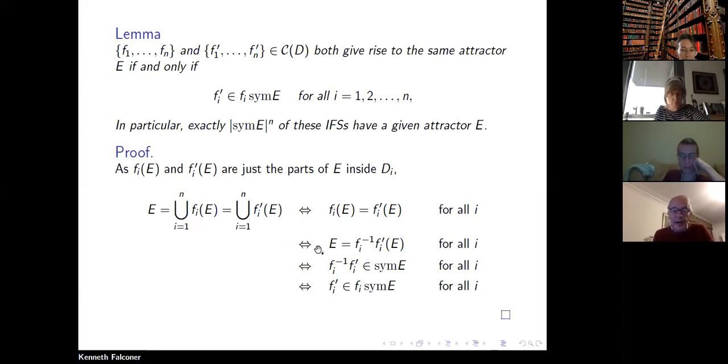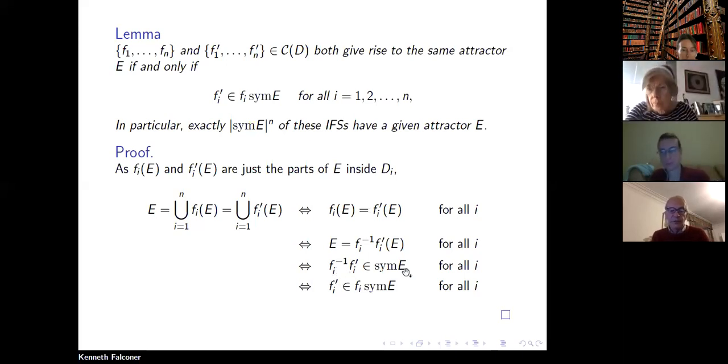And now once we've got that, it's simply manipulating the transformations. So I take the Fi onto that side as an inverse, and so E is its image under the composition of Fi primed and Fi inverse. And so that means that Fi primed followed by Fi inverse maps E to itself. In other words, it is an isometry or symmetry of the set E. And so using coset notation, that means Fi primed is a symmetry of E left multiplied by Fi. So it's a very simple proof of that.